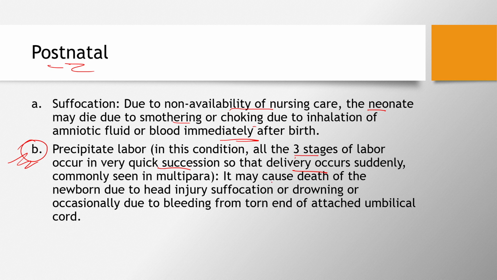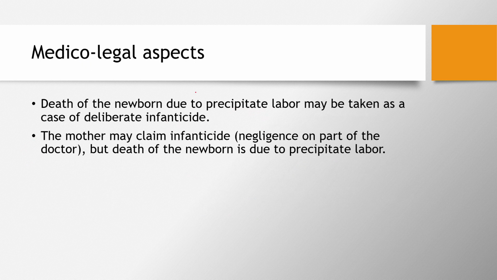It may cause death immediately because head injury may be present, as the child may be suddenly delivered while standing and hit the ground, leading to death. Or the child may be drowned or suffocated in any type of water, or bleeding from the torn end of the attached umbilical cord may also lead to death during precipitate labor.